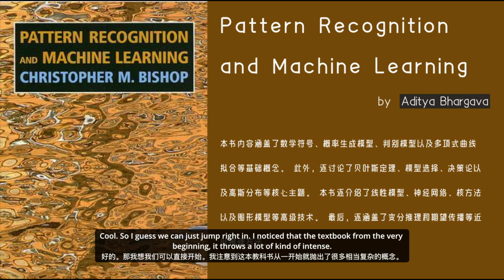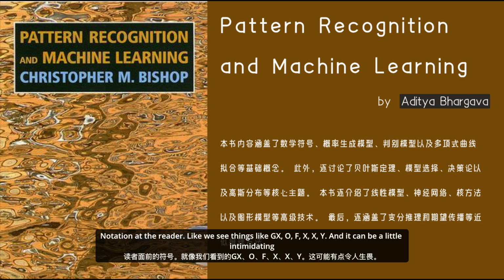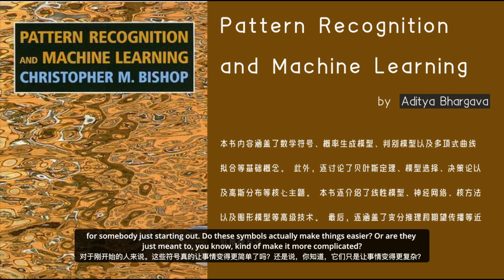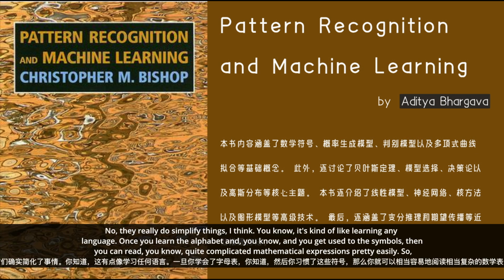I noticed that the textbook, from the very beginning, throws a lot of intense notation at the reader. Like we see things like G(x) and f(x), and E[f(x,y)]. Right. And it can be a little intimidating for somebody just starting out. Do these symbols actually make things easier? Or are they just meant to make it more complicated? No, they really do simplify things, I think. It's kind of like learning a new language.